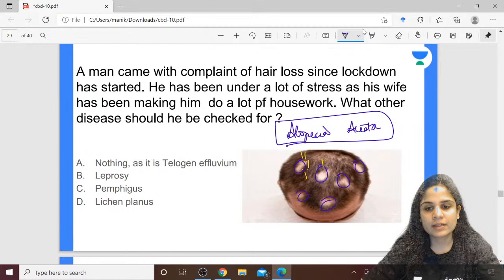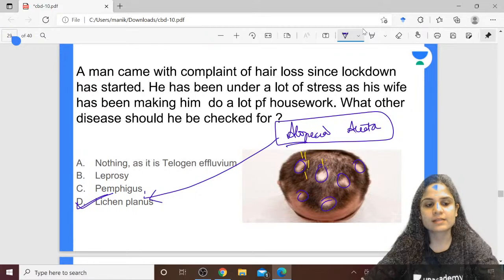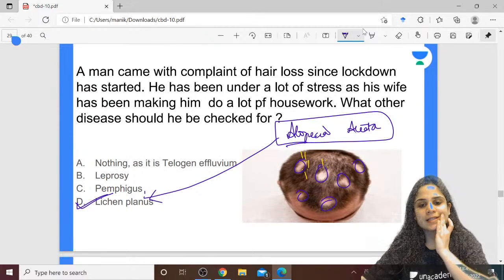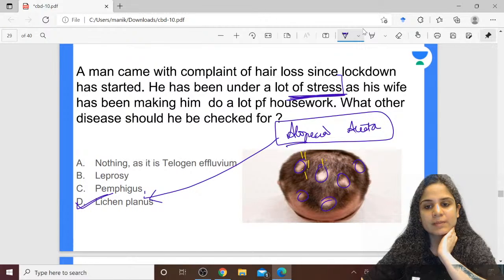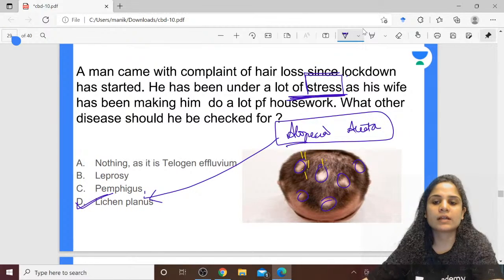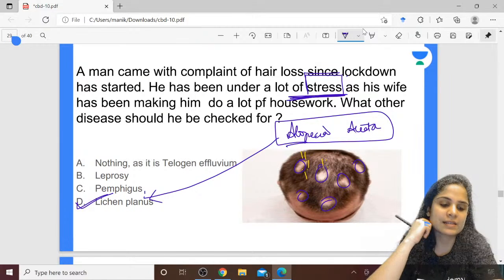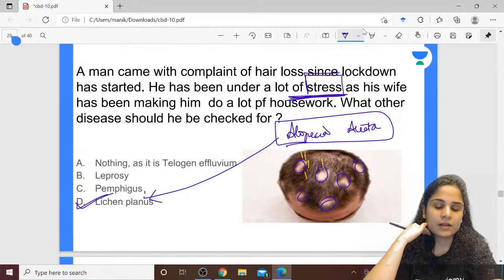So this alopecia areata is specifically seen in conjunction with lichen planus. So that is our answer. It is lichen planus. Why is lichen planus happening in this patient? Because he is under stress, physical as well as mental stress. So any kind of autoimmune condition that is there will get exacerbated by this stress.